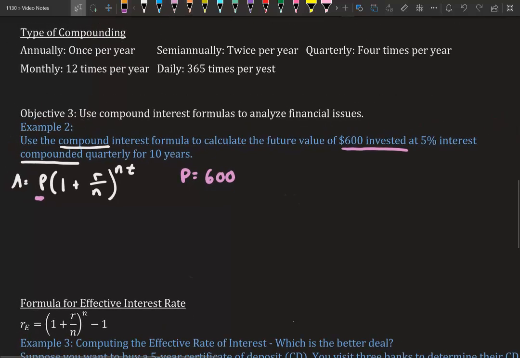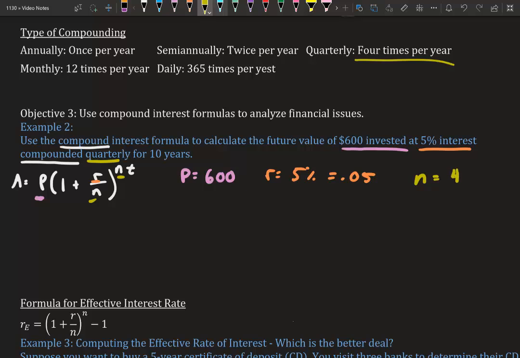Our R is 5%, which we know is 0.05. Our N, that's how much we're compounding. We're compounding quarterly. Quarterly means 4 times a year. And how long are we doing this for? We're doing this for 10 years.